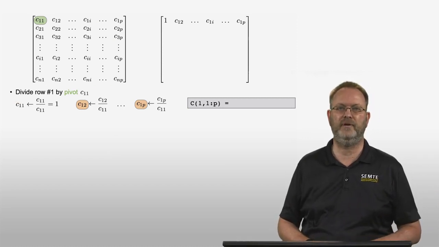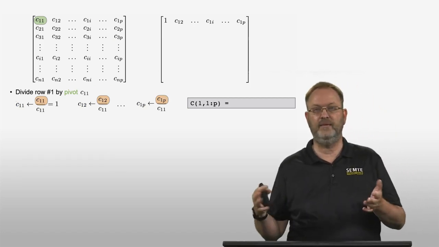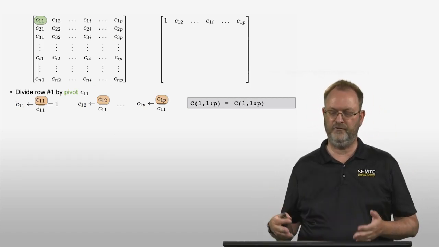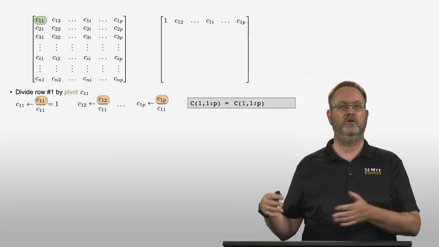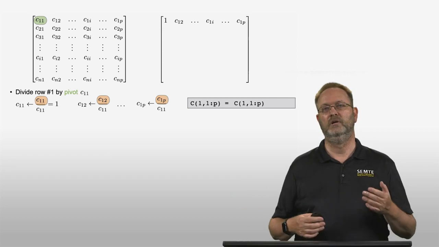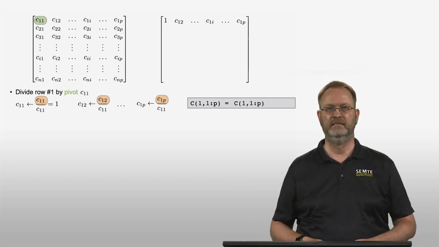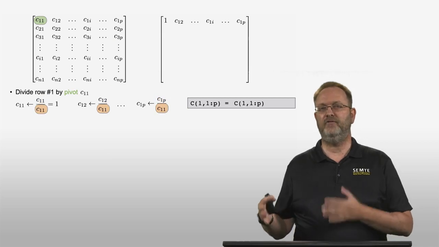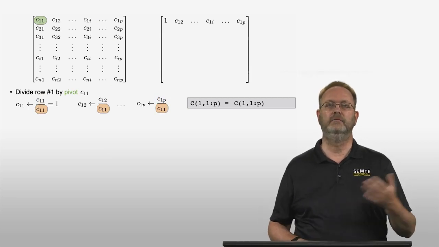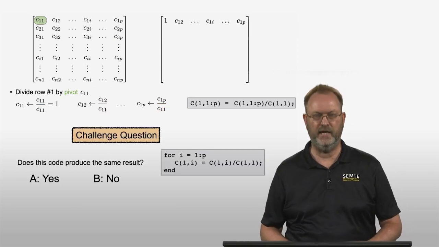And what do I have on the right-hand side? Well, I have that same variable, this same location. So I again have C for row number 1, and all the column indices go from 1 to 2 all the way to p. So I have C of parentheses 1, 1:p. And I'm going to divide every one of these by C11. So C of parentheses 1 and 1.